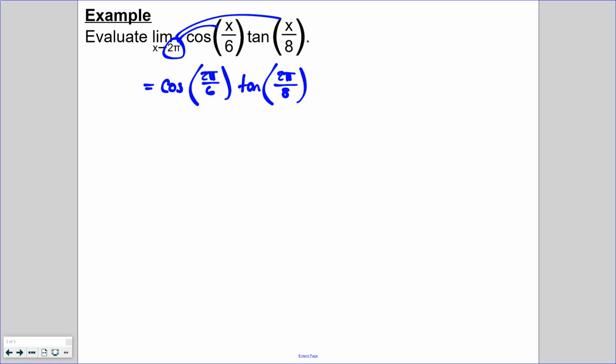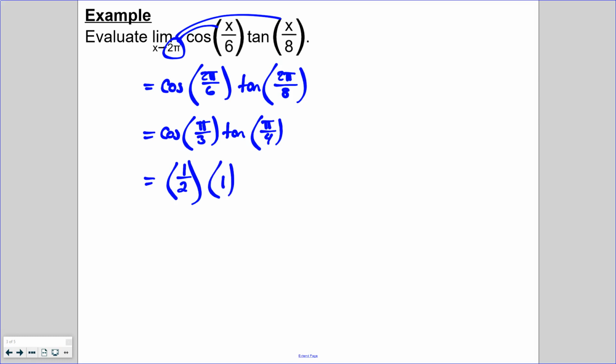Alright, well then we can simplify these fractions. So we're going to get cosine of pi over 3 times tangent of pi over 4. And then we just need our unit circle. Remember cosine represents x, and the x value of pi over 3 is going to be 1/2. And then tangent of pi over 4, if you remember your unit circle well enough, you know is going to be 1.